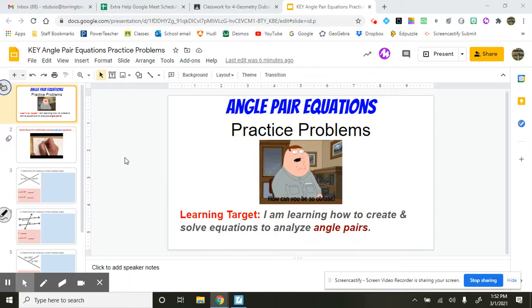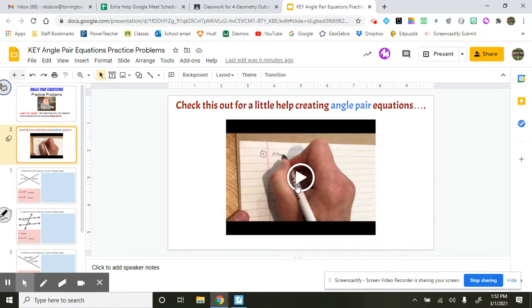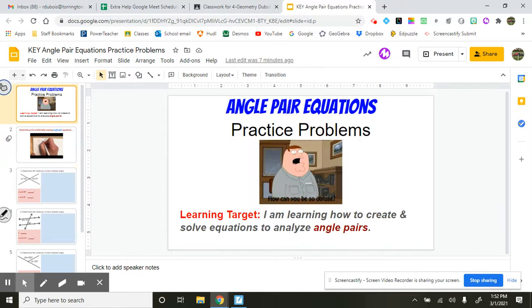And before I forget, embedded into this document on slide 2 is a video I've recorded separately with just a general explanation about some angle pairs and their equations. So don't forget, as you're working on these, besides this video and just doing your own work, you can also use this embedded video on slide 2 to help you out as well.